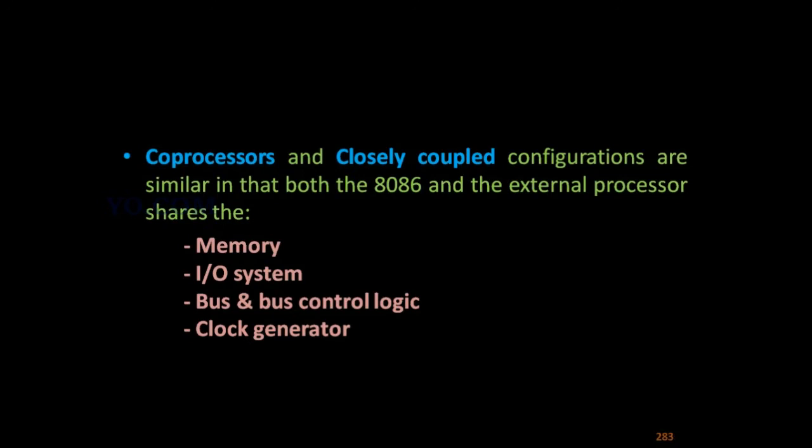First we are going to see the coprocessor and closely coupled configurations. They are similar in that both the 8086 and the external processor share the memory, I/O system, bus and bus control logic, and clock generator. So the coprocessor and closely coupled configurations are the same; both share the system memory, I/O, bus and bus control logic, and clock generator.